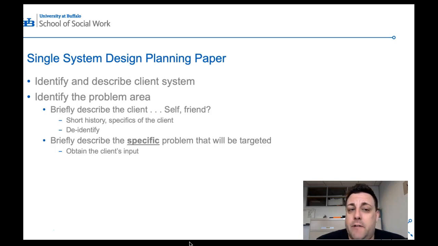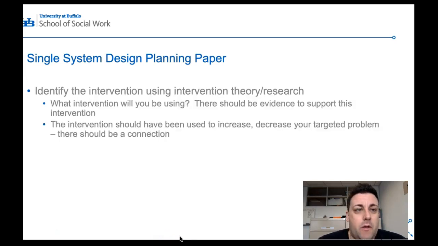So in the first section of this paper, you're going to describe the client system and you're going to describe the specific problem or behavior that'll be targeted. When you talk about the client system, go ahead and de-identify that information. You can sort of talk about yourself in the third person if you want to, and that's fine. That's good practice for what social workers do in the professional world.